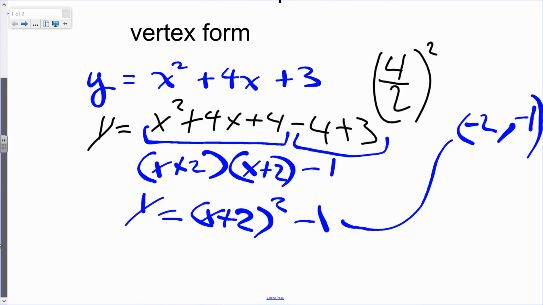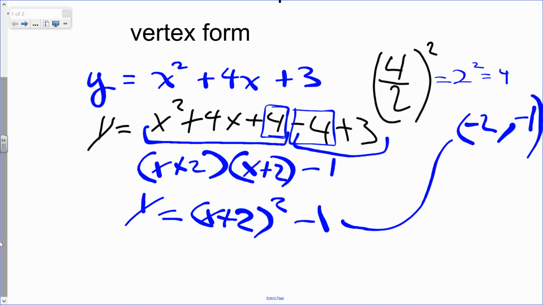Let's see if he got it in the vertex form. So let's see. He added b over 2 squared. So he took b, 4 divided by 2, squared it, and that ends up being 2 squared. That becomes 4. So that's why he added the 4 right here. He added that 4. But then he immediately subtracted the 4. So if you add 4 and subtract 4, you're really not doing anything to the equation. To the right side, actually. So at that point, you factor the trinomial. X plus 2 squared looks good to me. You combine the negative 4 plus a 3. That becomes a negative 1.